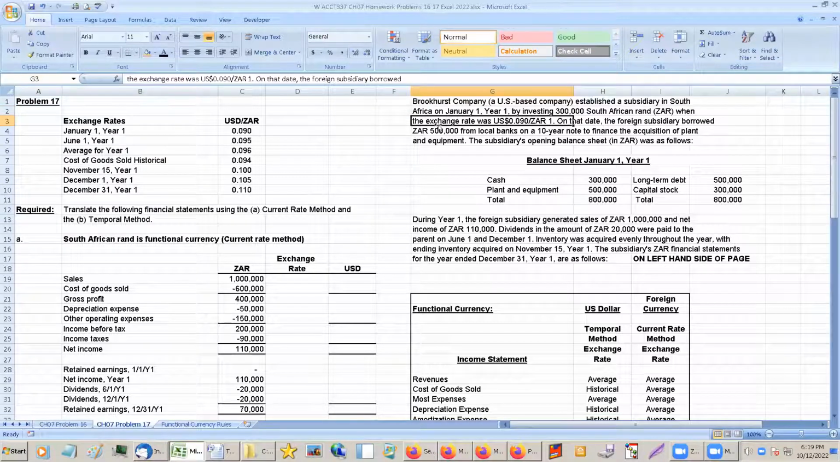So exchange rate was, okay, so this will be the historical amount.